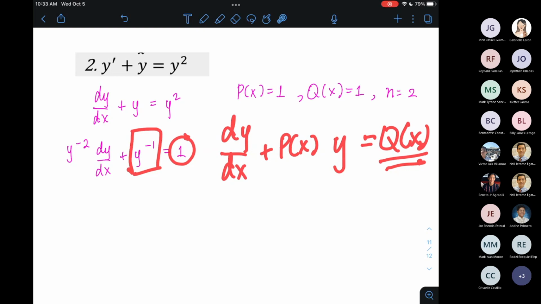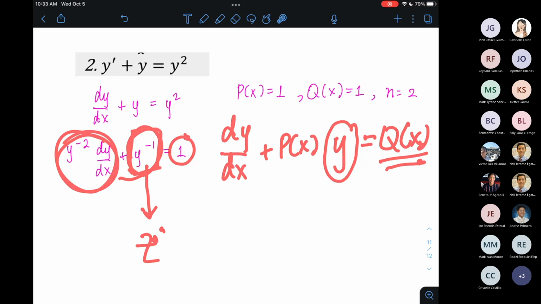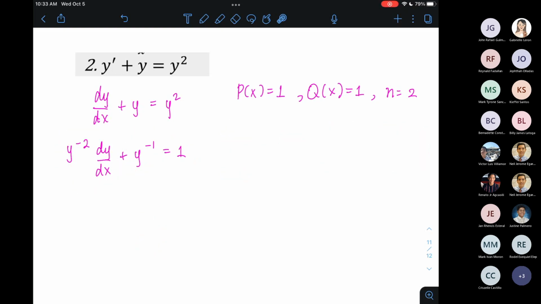Meron kang y to the power negative 1, pero dapat y lang siya supposedly. So what I can do is to change y to the negative 1 to a variable, z, para maging linear na lang yung coefficient ng dependent variable. Para hindi na siya maging y to the negative 1 and hope that yung substitution na z will make this a constant times dz over dx. Right? So that's the idea why we do that substitution.